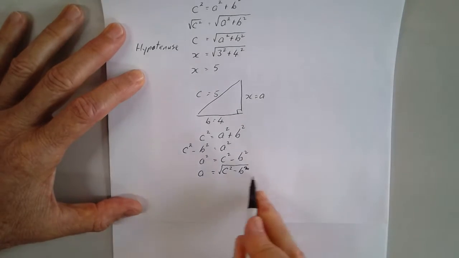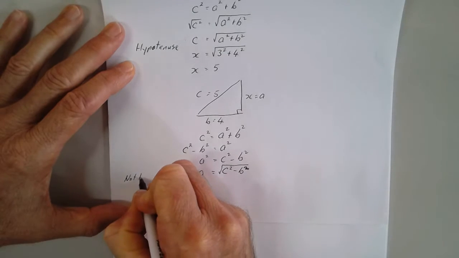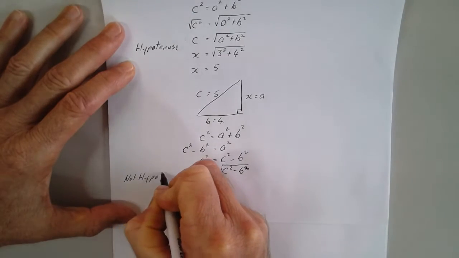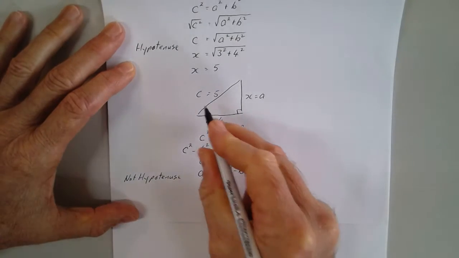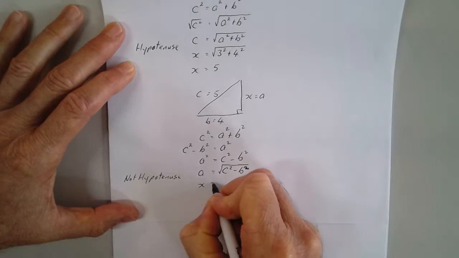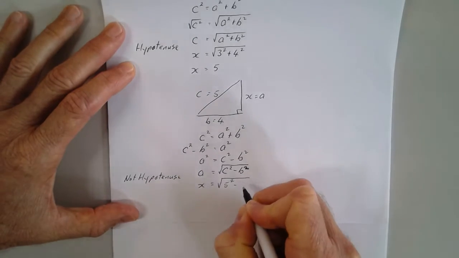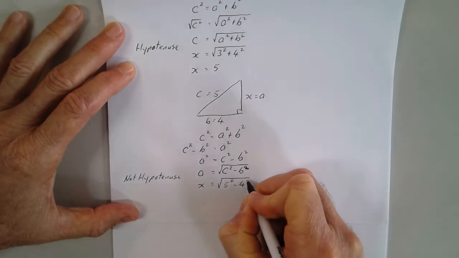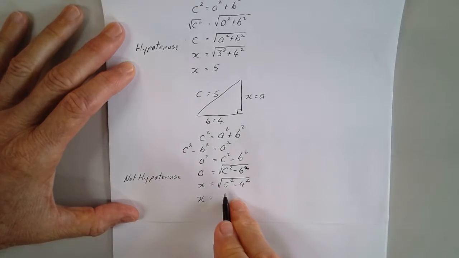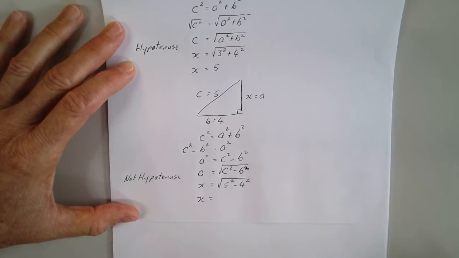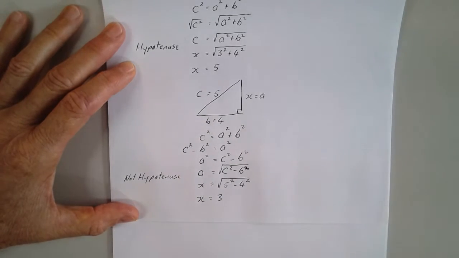Now I substitute into this formula. This is a side that is not the hypotenuse. Substituting in, a is x, c is 5, so c squared is 5 squared, minus b squared, which is 4 squared. So x equals the square root of 5 squared minus 4 squared. If you put that on your calculator, you'll find out that x is equal to 3.